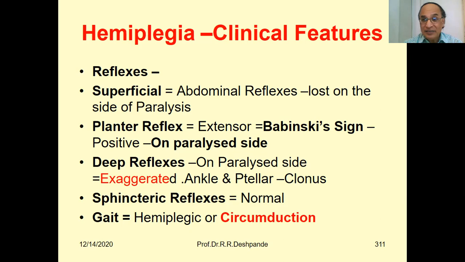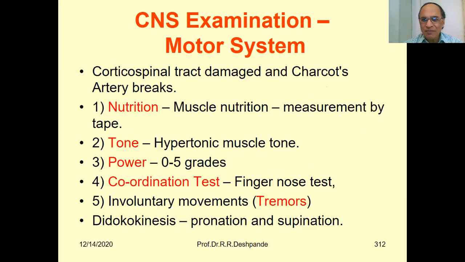Okay. Gait. How the person walks. Hemiplegic or circumduction gait. Shown. It is already practically demonstrated in my video of clinical examination. Motor system. This is already in my video. Corticospinal tract is damaged, that is the downward tract. Charcot artery is breaking. Can you see here? Charcot artery, name of the artery.